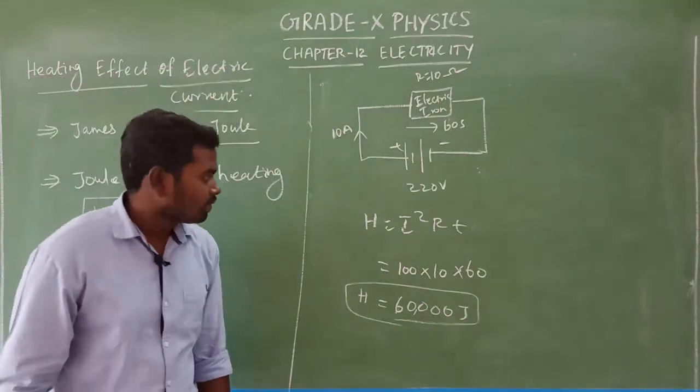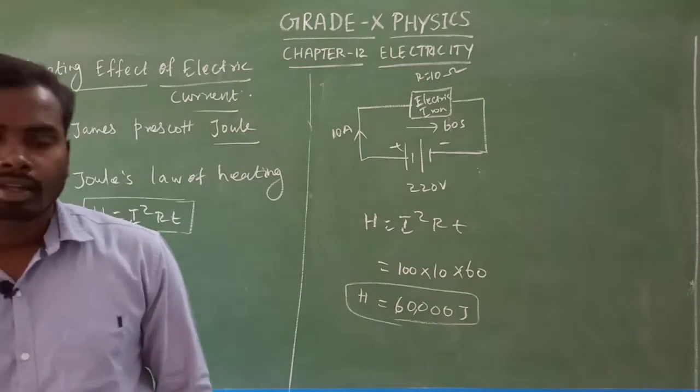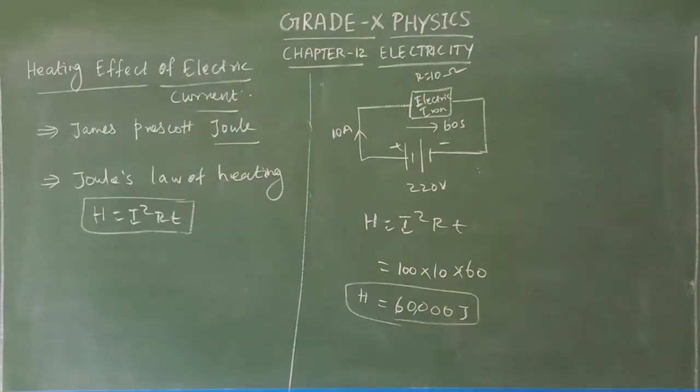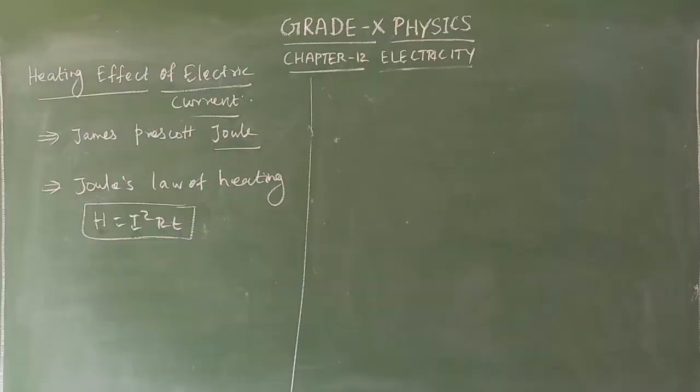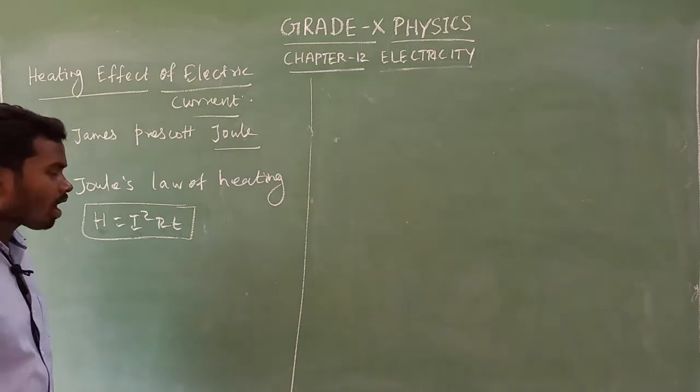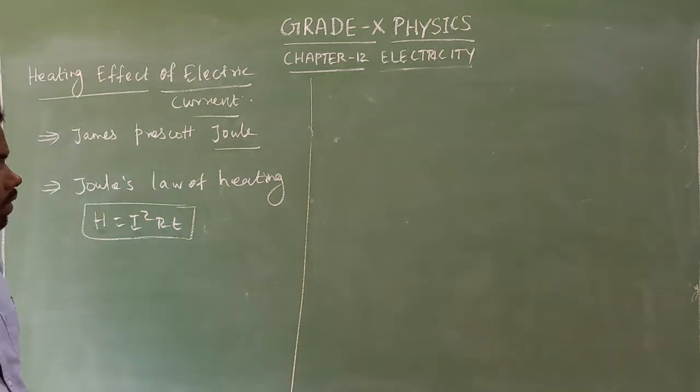Is it clear? So very easy. You don't get confusion. Is it clear? Yes. So this is called Joule's law of heating. H is equal to I squared R t. What is that? H equals I squared R t. This is called Joule's law of heating.